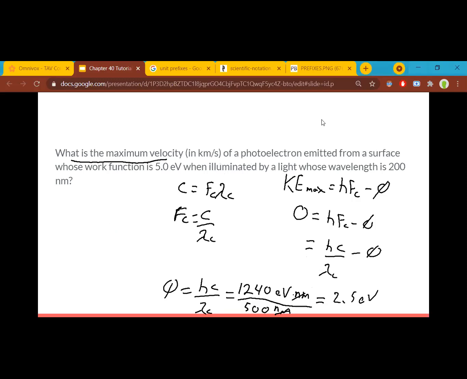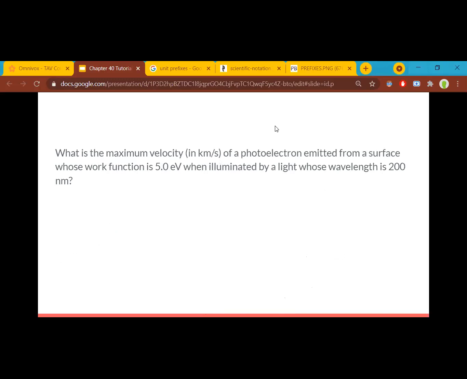So we'll do one more question. What is the maximum velocity of a photoelectron emitted from a surface whose work function is 5 electron volts when illuminated by a light whose wavelength is 200 nanometers? Okay, so this one's a bit tricky. We're asked to find the maximum velocity.